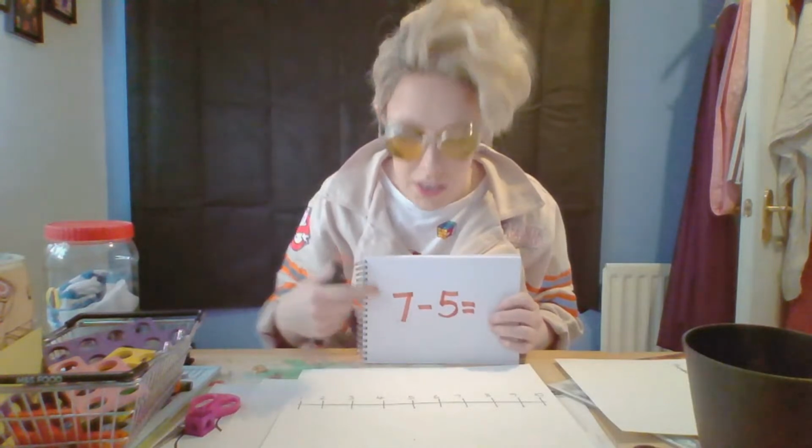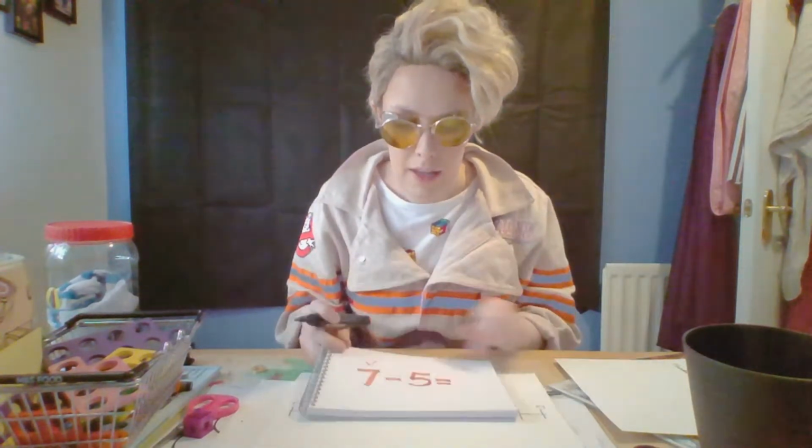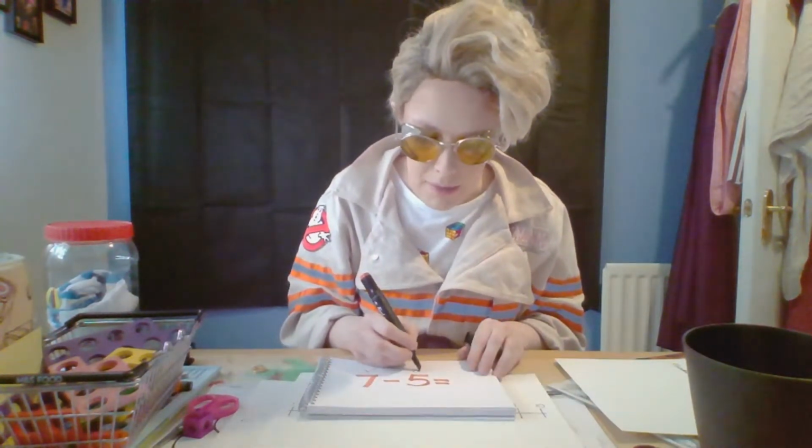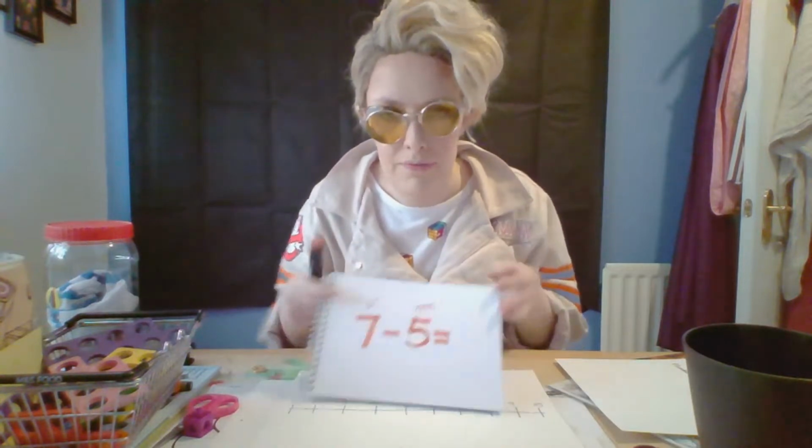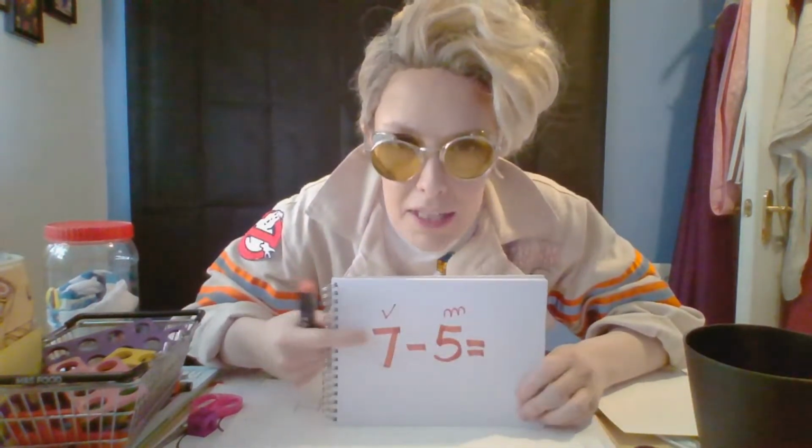So if it's 7 take away 5, we start at the first number, okay? So this is where you start, your first number. And this second number is the amount of jumps. I don't know, they're terrible symbols, okay? This is where you start, and this is the amount of jumps. So we're going to start at number 7.